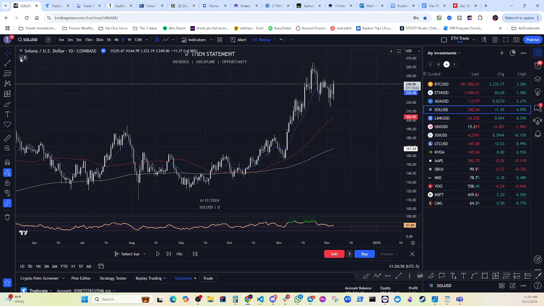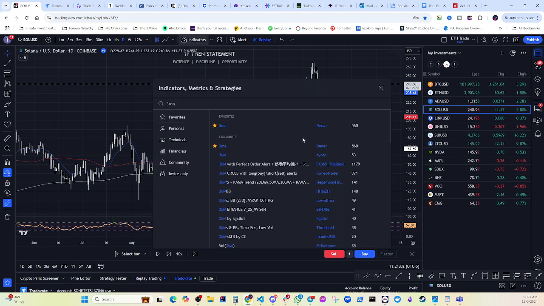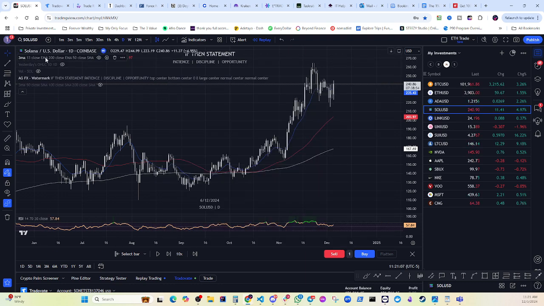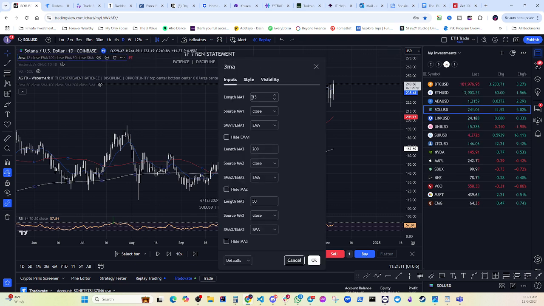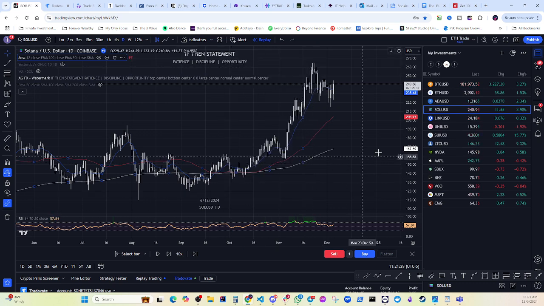Okay. Number one, the first thing you're going to do is go to indicators, type in 3MA, and make sure you star this. Click on it to show up over here. Hover over the settings and click on that. The inputs are going to be 13 close EMA, 200 close EMA, 50 close SMA. The style is going to be blue, white, and red. Go ahead and pause the video, go back, and make sure you have those settings. Cool. That's step number one.